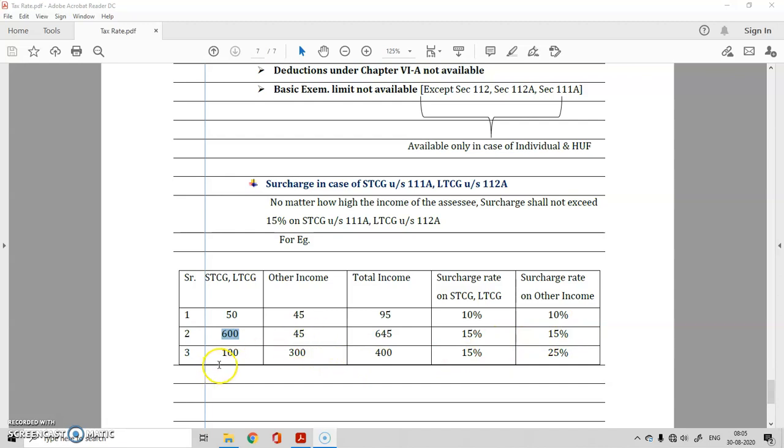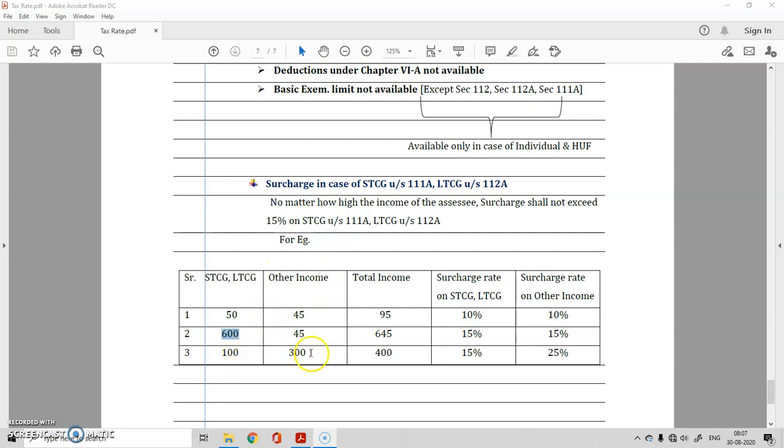Third, if the STCG or LTCG income is 1 crore and other income is 3 crore, then the total income would be 4 crores. Then in that case, if we go for the surcharge table, then surcharge, if exceeding 2 crores up to 5 crores, then the surcharge tax would be 25%. And here STCG or LTCG income is 1 crore. That falls between the 50 lakhs to 1 crore slab. Then in that case 10% surcharge is to be leviable.